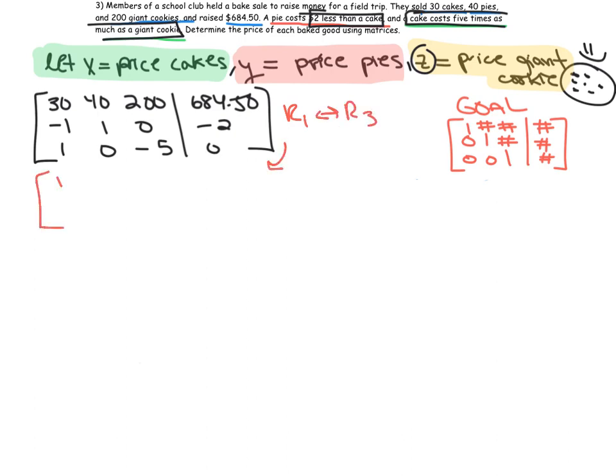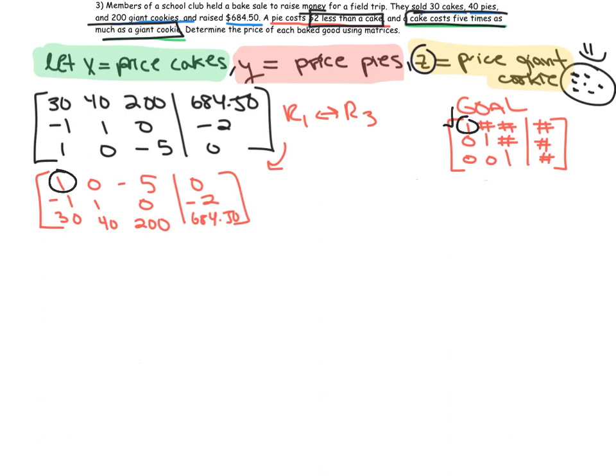We'll have 1, 0, negative 5, 0, and negative 1, 1, 0, negative 2. And then row 1 and row 3 have switched. So now we'll have 30, 40, 200, and 684.50. Okay, so that took care of right here. We wanted this to become a 1, and it became a 1. Awesome. All right, let's keep going.